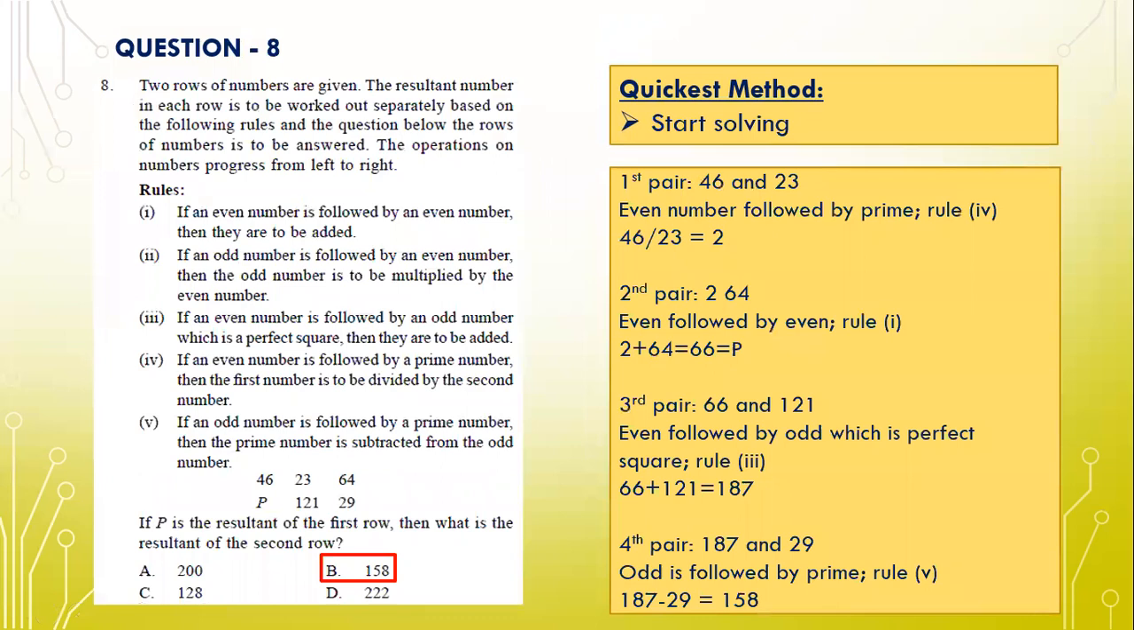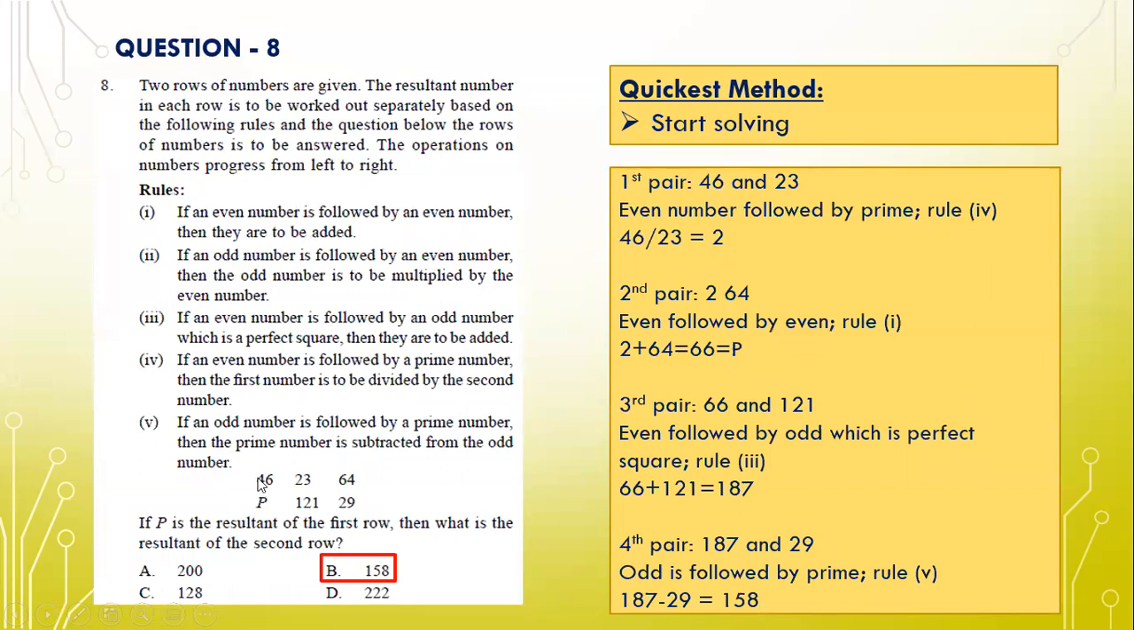Okay, next one. Two rows of numbers are given. The resultant number in each row is to be worked out separately based on the following rules, and the questions below the rows of the numbers is to be answered. The operations on the numbers progress from left to right. Okay, and there are certain rules. So, these are the numbers given: 46, 23, 64, P, 121, and 29. And P is the resultant of the first row. What is the resultant of the second row?